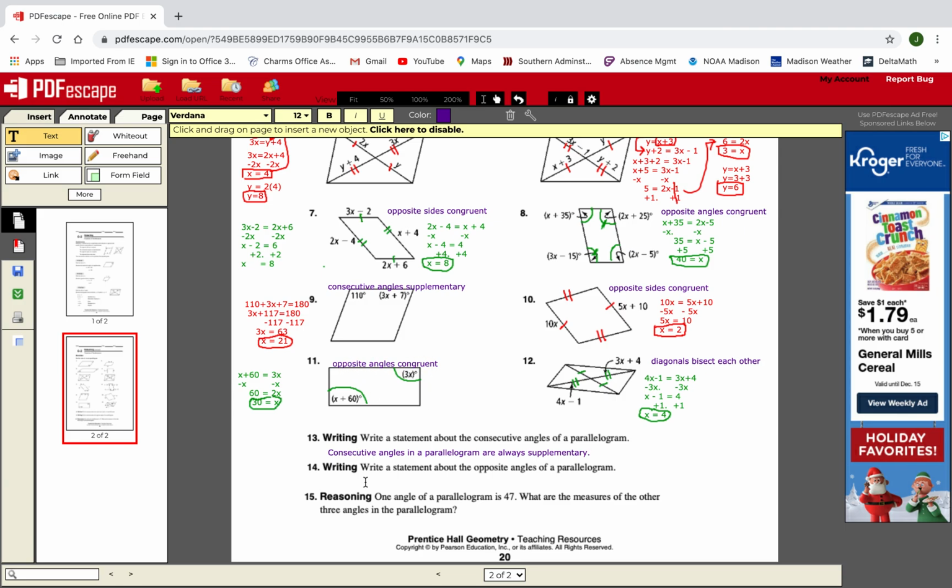Okay, and 14, write a statement about the opposite angles of a parallelogram. Well, we can see here that opposite angles are congruent, so we can make that statement. Opposite angles in a parallelogram are congruent.